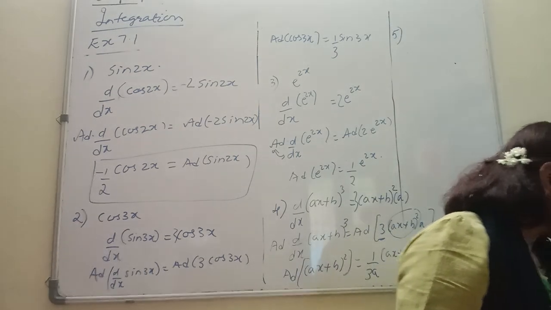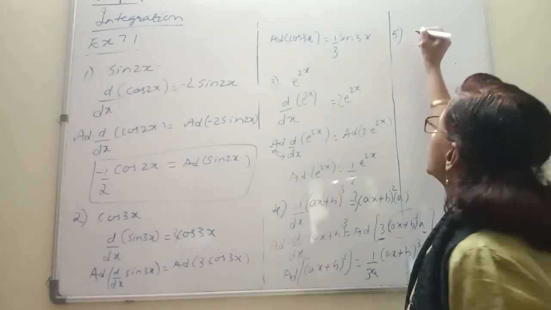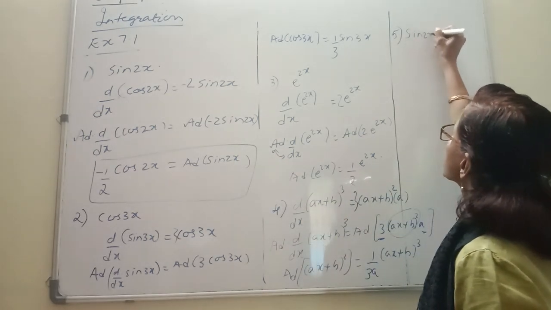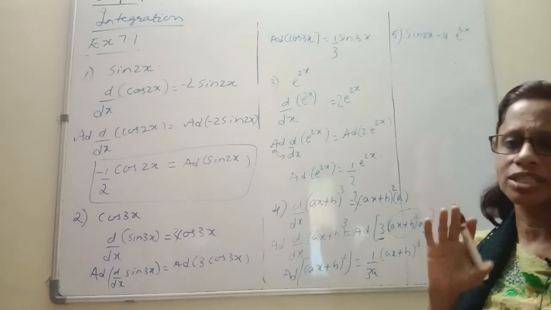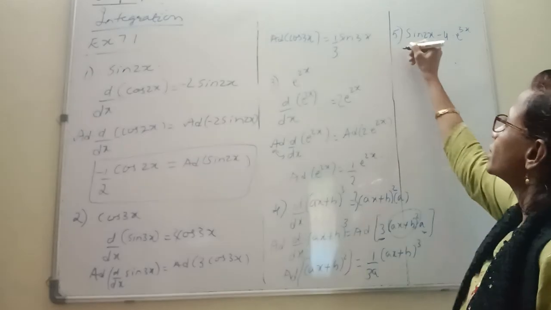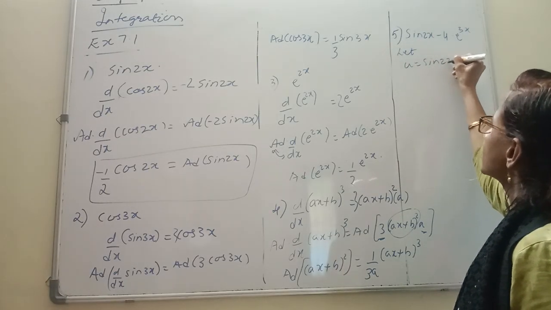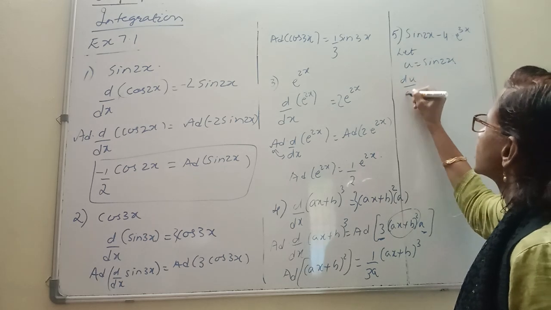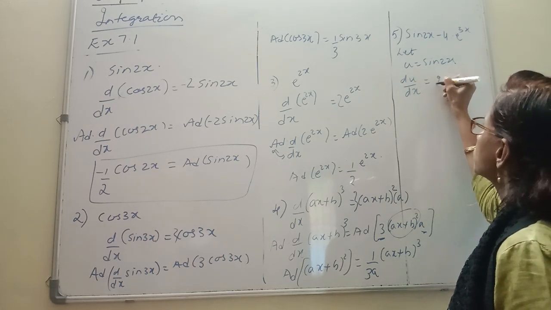It says sine 2x minus 4 e raised to 3x. It is sine 2x minus 4 e raised to 3x. So let's look at it as two functions, get the antiderivative of each separately and then bring them together. So let's call u as sine 2x. Then du over dx would have been 2 cos 2x.